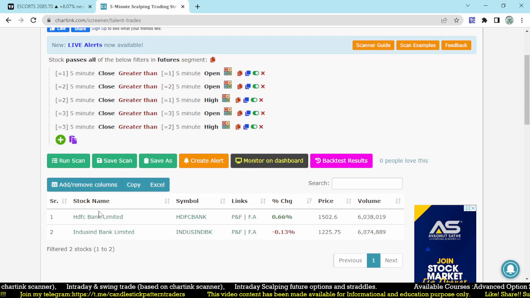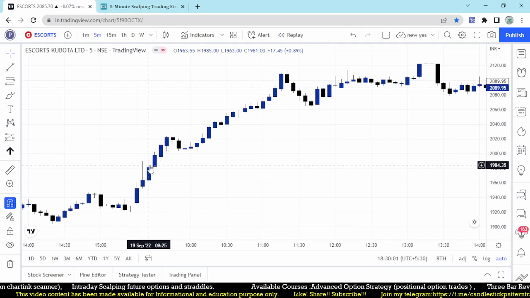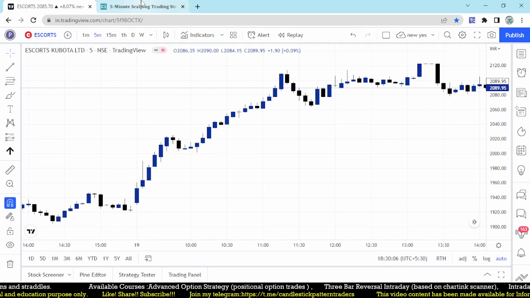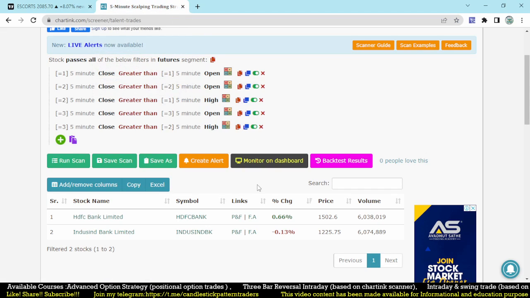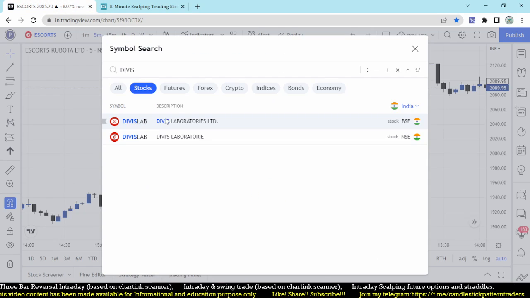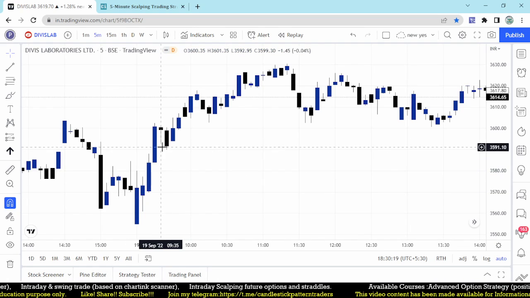Why are we not getting CC? Because CC is not a consecutive higher high. Here the high is less than the previous one, so that is the reason I avoid CC. And there is also another stock which we have focused on, that one is Divi's Lab. So let me go for Divi's. Let's look at this one. The second is inside and the third one is green, but it was working good.